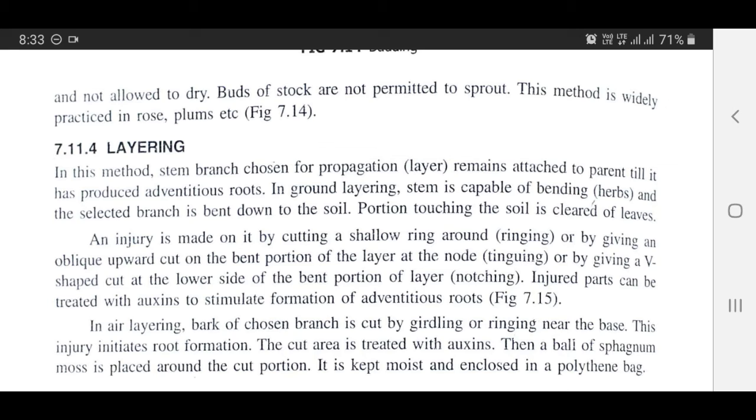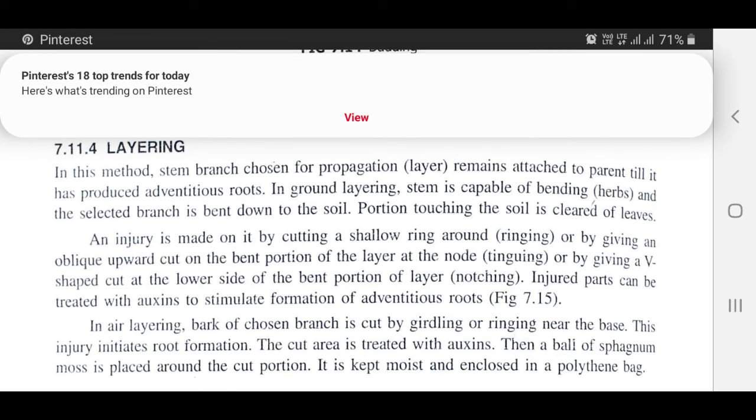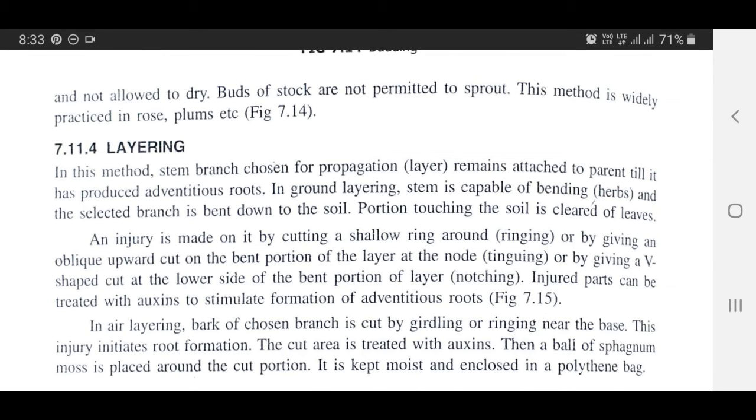Layering, in this method, the stem branch chosen for propagation remains attached to the parent till it has produced adventitious roots. In ground layering, the stem is capable of bending, and the selected branch is bent down to the soil. The portion touching the soil is cleared of leaves. An injury is made on it by cutting a shallow ring around, ringing, or by giving an oblique upward cut on the bent portion of the layer at the node, tonguing, or by giving a V-shaped cut at the lower side of the bent portion of the layer, notching. Injured parts can be treated with auxins to stimulate formation of adventitious roots.